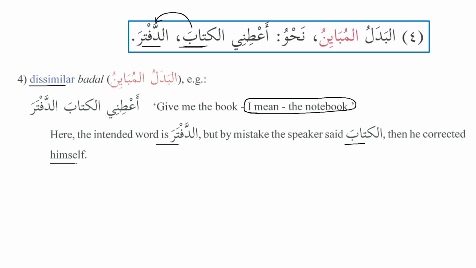So there are four types. Badal al-kulli min al-kulli, which is the absolute substitution. Then badal al-ba'di min al-kulli, which is like some of it or part of it as a substitution. Then we have badal al-ishtimali, as we have seen, where we have comprehensiveness of something. And then we have al-badal al-mubayyinu, which is basically al-badal al-ghalatu, a dissimilar substitution.